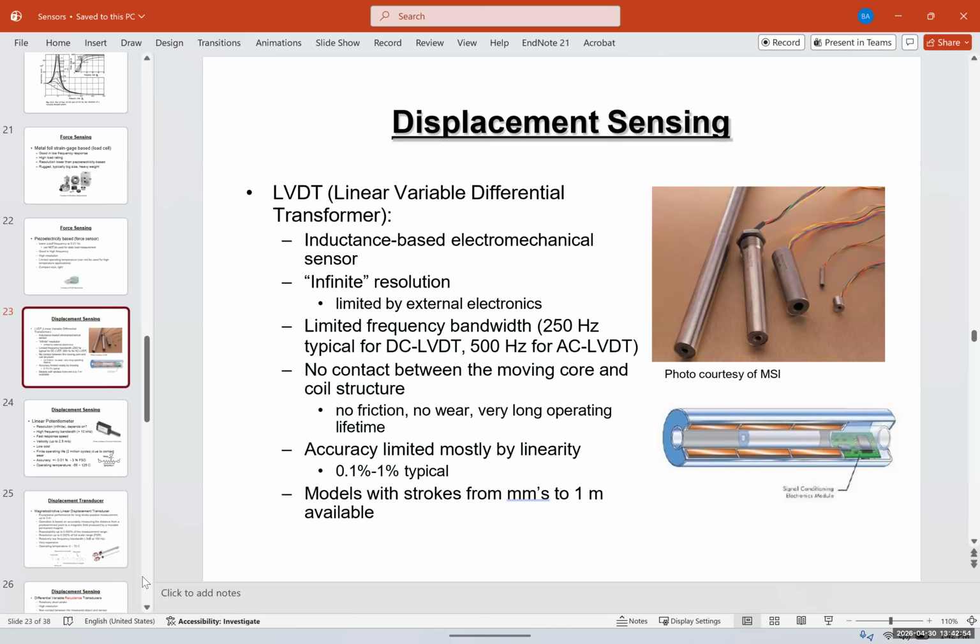They have no contact between the moving core and a coil structure, no friction, no wear, very long operation life, and accuracy is limited mostly by linearity, about 0.1% to 1% typical. The models with strokes from millimeters to 1 meter are available. Now, these sensors are used in linear actuators. So if you have a robot and you want to measure how much the arm is extending or something like that, these displacement sensors work very well. So for different robotic applications, these are actually used.